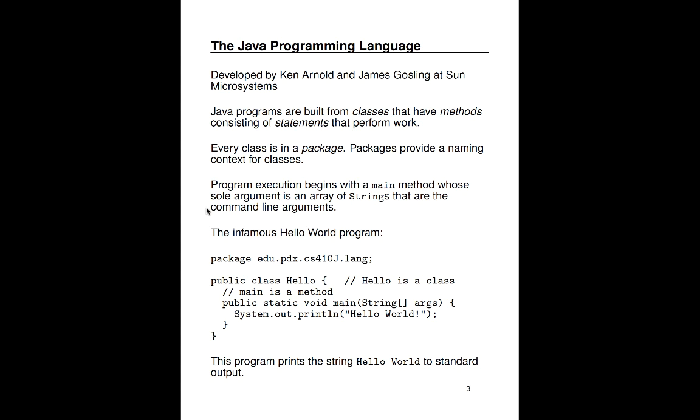The name of the method is main, and it's public, static, and void. It returns nothing, and the name is main. It takes one argument, an array of strings. And because this is hello world, all you're doing is printing hello world. And the way you print to standard output in Java is that you say system.out.println, and then you give it a string, what you want to print, hello world.